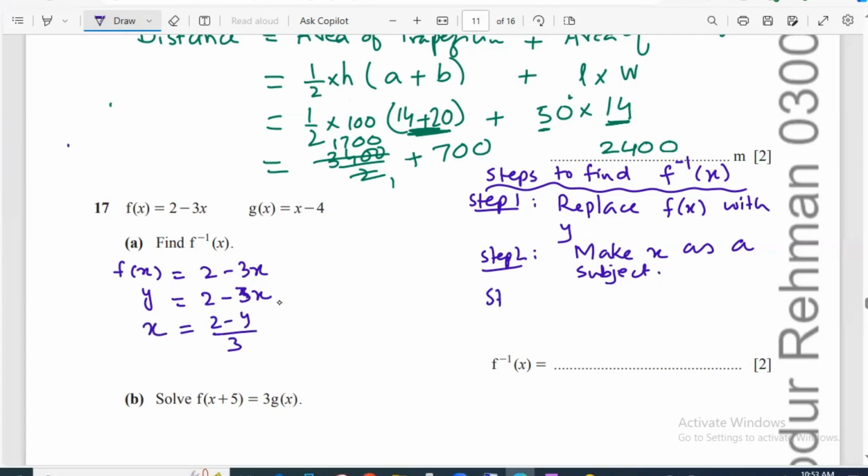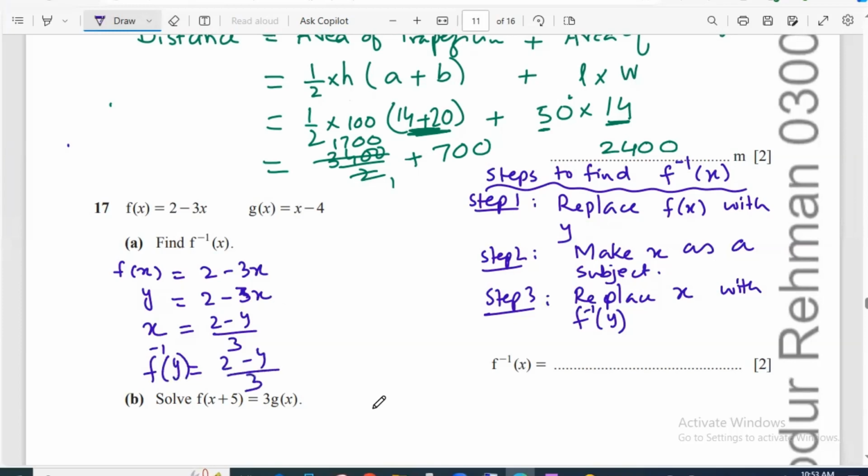Now step number 3: replace x with f inverse of y. So we write f inverse of y. Now change the variable, because we have to find f inverse of x. So replace y with x on both sides. We get f inverse of x equals 2 minus x over 3.